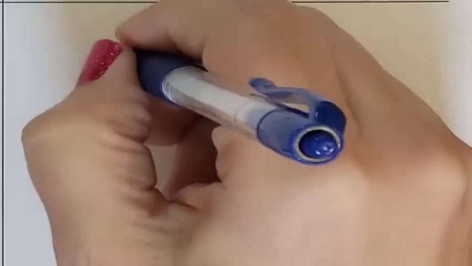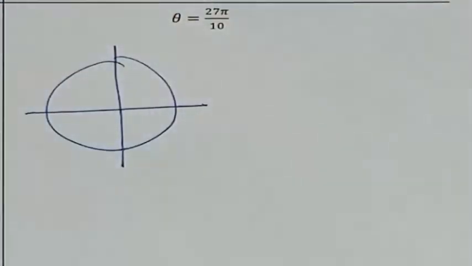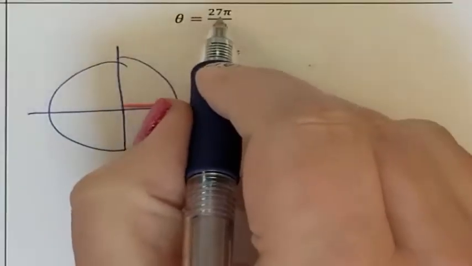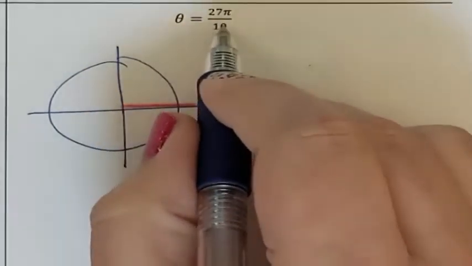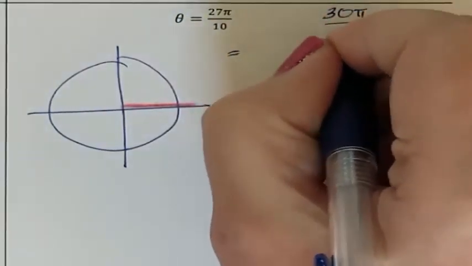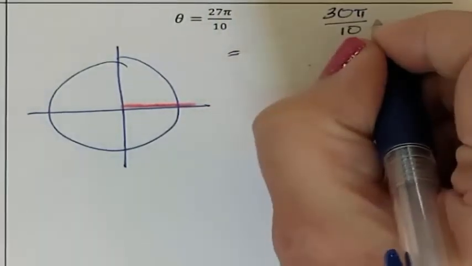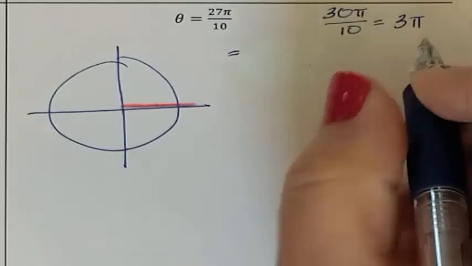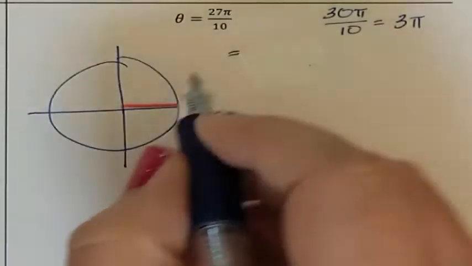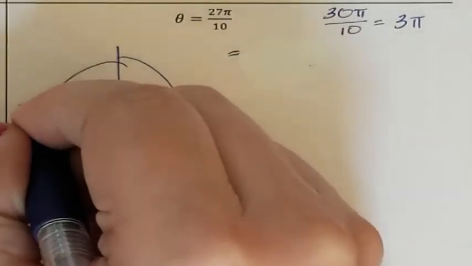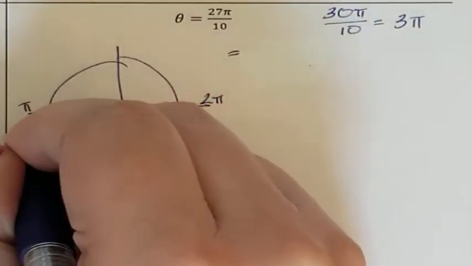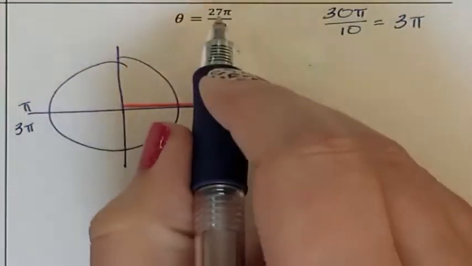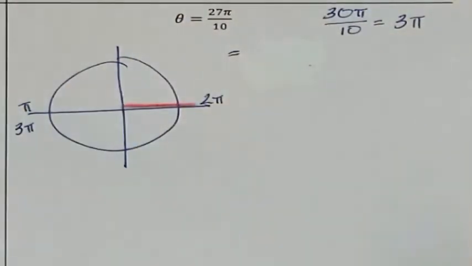27 pi over 10. Here is my unit circle, and here is my initial side. We're going to have to think through this one. So 27 pi over 10. What is this really close to if I wanted to make it a whole number? This is really close to 30 pi over 10, which if you were to simplify that, is 3 pi. Well, where would 3 pi live? If I went halfway around the circle, I would have been at pi. Another half would have landed me at 2 pi. 3 pi would have been right here. So I'm really close to 3 pi.